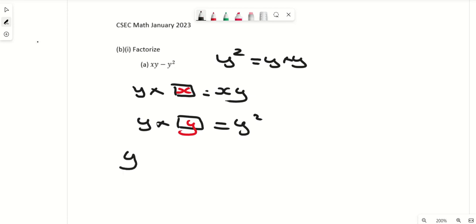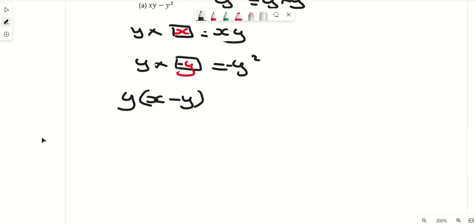So we know they have y in common. So y is going outside, open bracket, y multiplied by what would give you the first term? y multiplied by x. And then y multiplied by what would give you negative y squared? It's going to be negative y, so minus y. And this is how you would factorize it. You find out what they have in common, and then you ask yourself what to multiply by to give you each term. And that is how you would do this question.